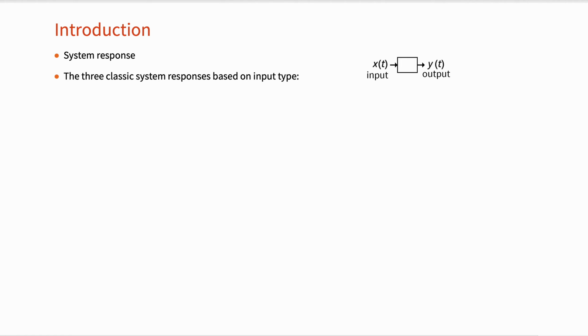In this lesson, we go over three classic system responses based on the type of the input signal. The list of input signals that we're interested in are impulse, step, and sinusoidal signals. When we study these system responses, it is convenient to set their initial conditions to 0 or assume that the system is at rest. When the system has 0 initial conditions, we say that the system is at rest.